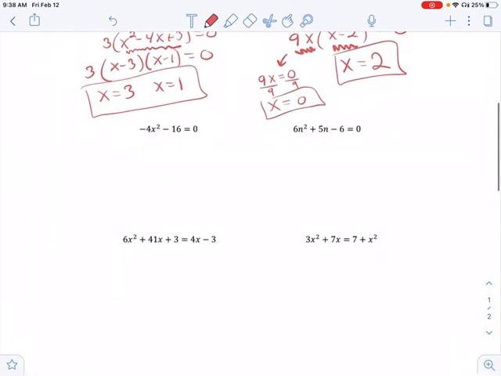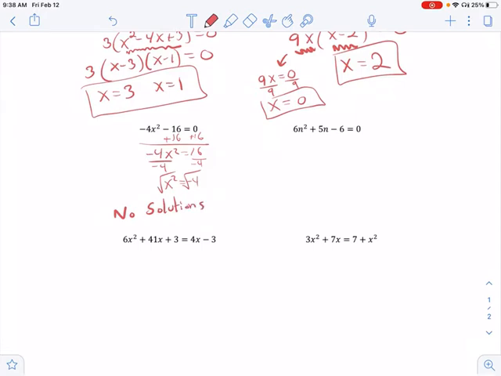Here, I don't have an x term, so I'm going to attempt to at least just solve this traditionally. So I have negative 4x squared equals 16. Divide both sides by negative 4. X squared equals negative 4. I can try to square root both sides, but we'll realize that our calculator is not going to give us an answer. And that's just because this has no solutions.